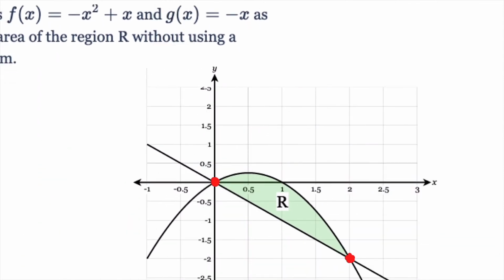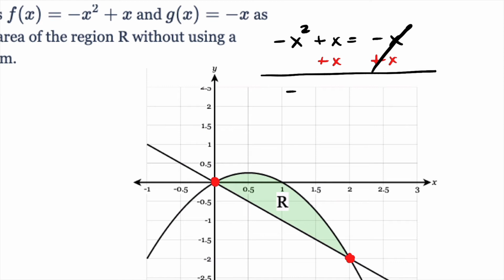So we would set f of x and g of x equal to each other and solve for x. So it's just a quadratic. Add x to both sides. You get negative x squared plus 2x equals 0. Factor negative 1x.